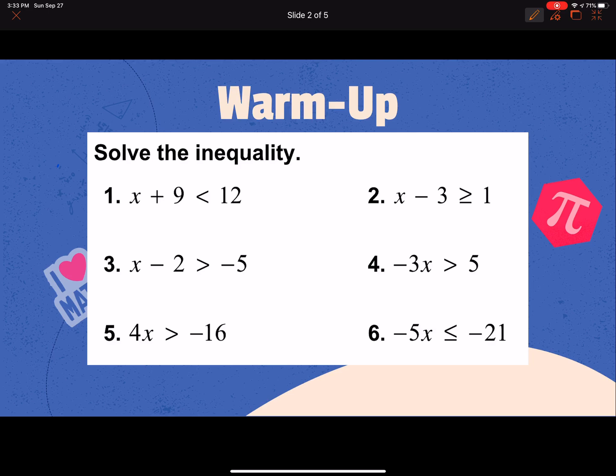Okay, let's look at number 1. X plus 9 is less than 12. We're going to start on the side where our variable is located, in this case the left side. They are adding 9. We're going to subtract 9 from both sides. That allows us to cancel out, get rid of, make a zero pair, bring down our x, bring down our less than sign, and 12 subtract 9 is 3.